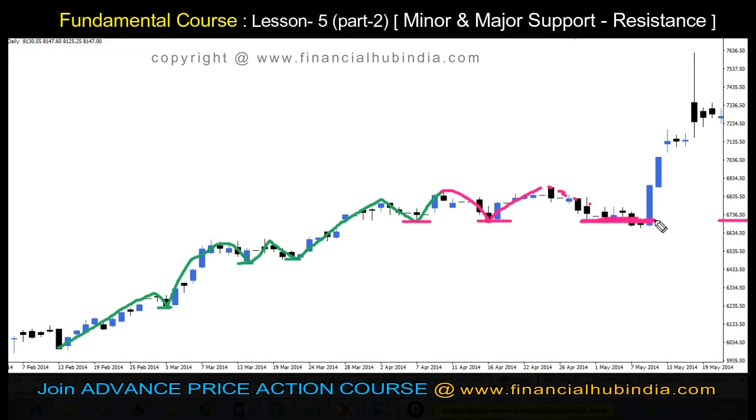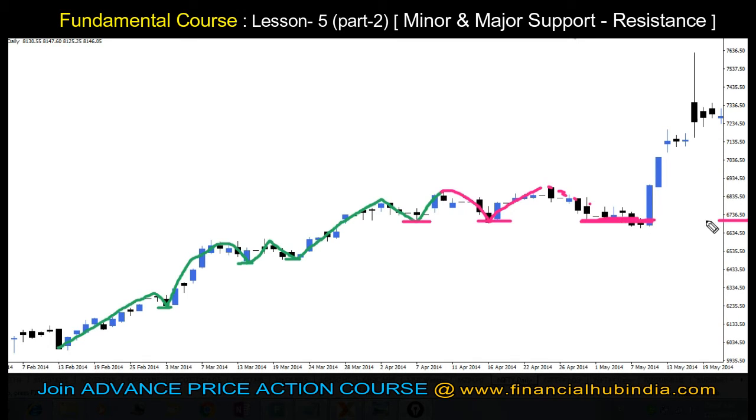Next time price comes back down here, where to buy it? It won't be so simple. There will be some more strategies, which are part of the advanced course. But to reach that advanced content, we need to clear these fundamental concepts now. Once price comes back to your major support area, then we start looking for our buying strategy, whatever things we are supposed to look for. But this is the level to buy.